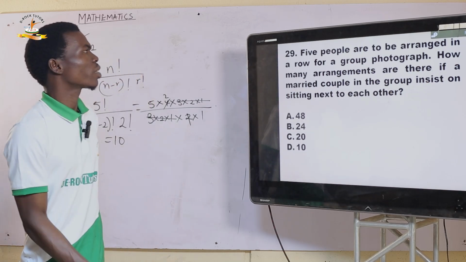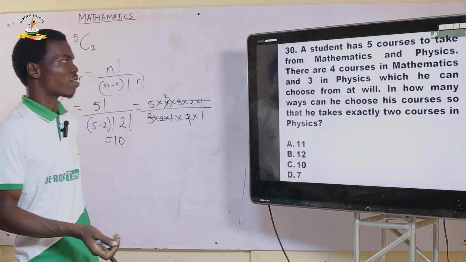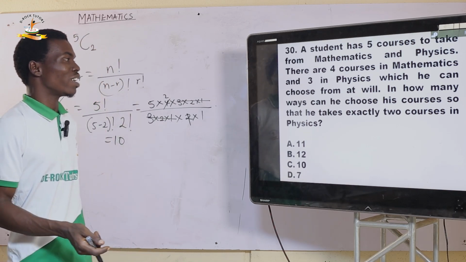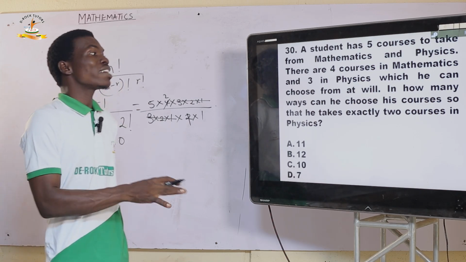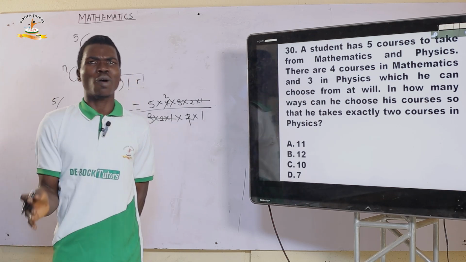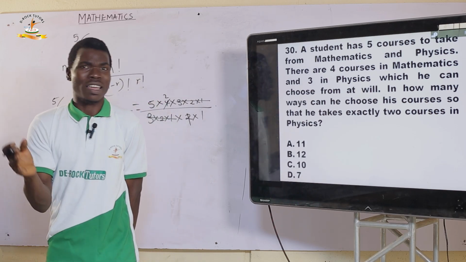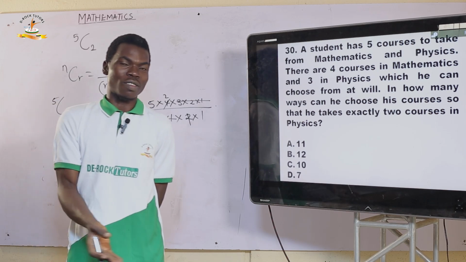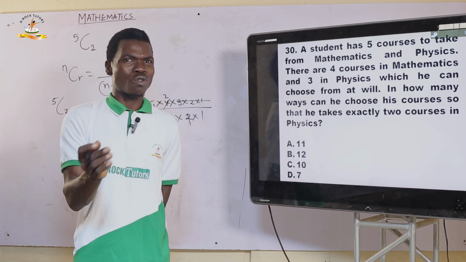Our next question. Alright, our next question says a student has 5 courses to take from mathematics and physics. There are 4 courses in mathematics and 3 in physics, which he can choose from at will. In how many ways can he choose his courses so that he takes exactly 2 courses in physics? This is still a combination scenario, but this time around it has to cut across a case where you have to choose some optional or elective courses.